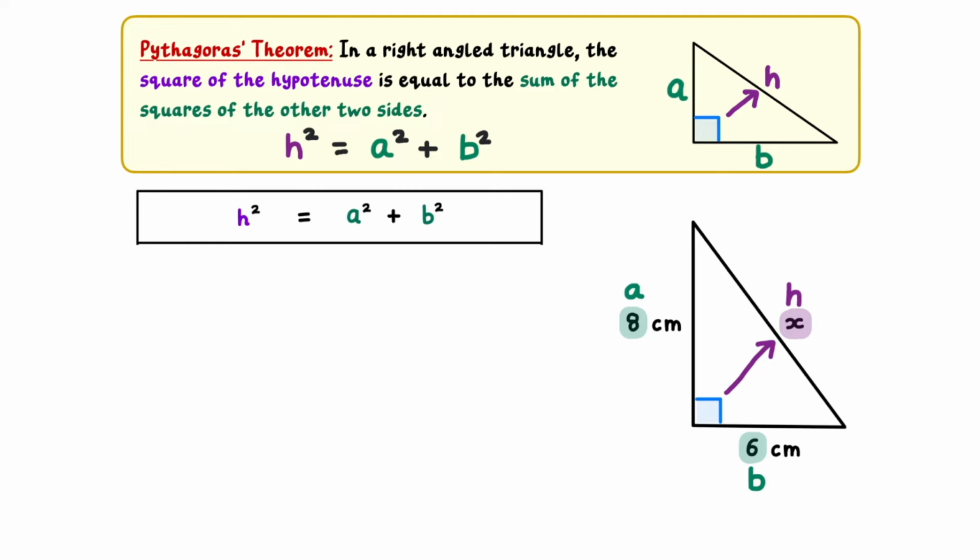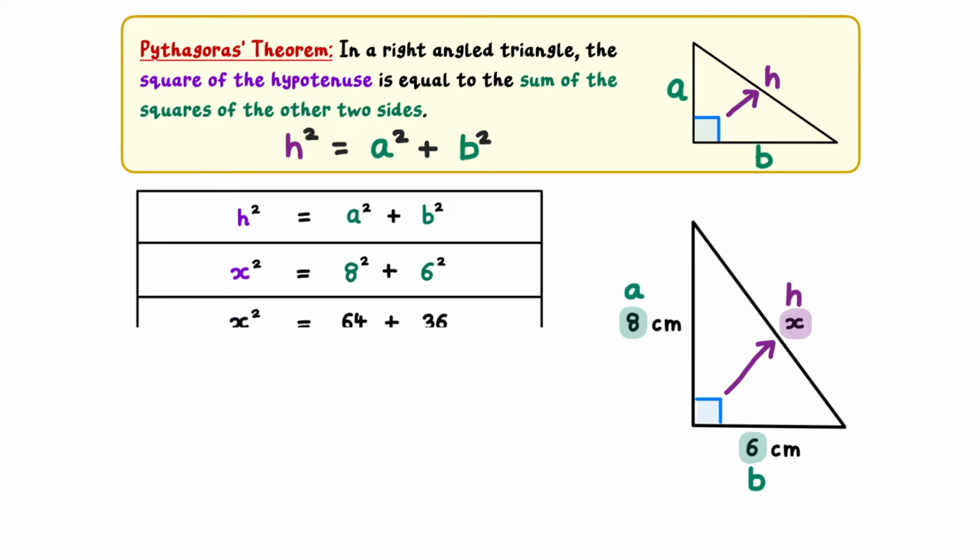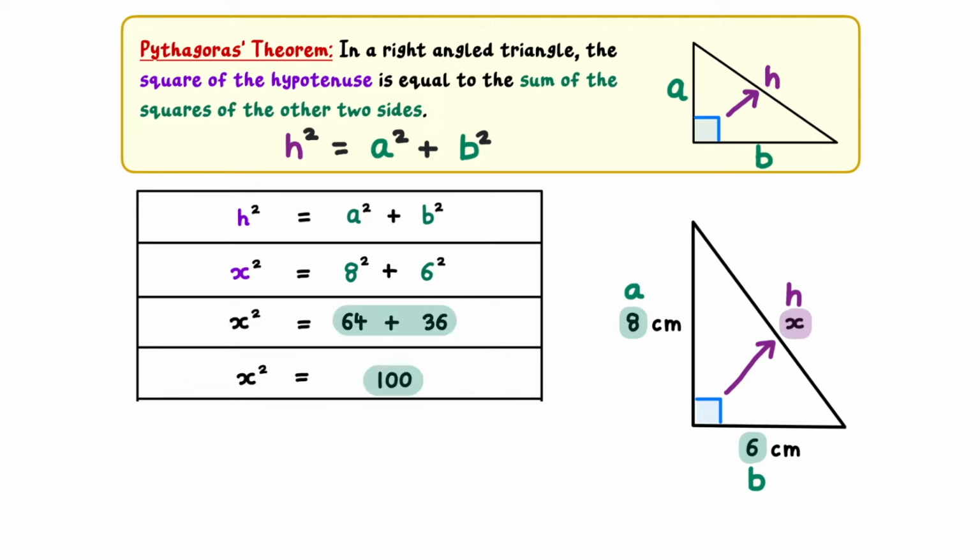Putting these values into our formula tells us that x squared is equal to 8 squared plus 6 squared. 8 squared is equal to 64 and 6 squared is equal to 36. 64 plus 36 gives us 100, which tells us that x squared is equal to 100.